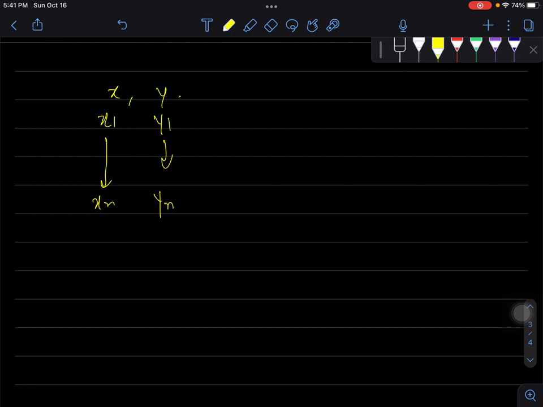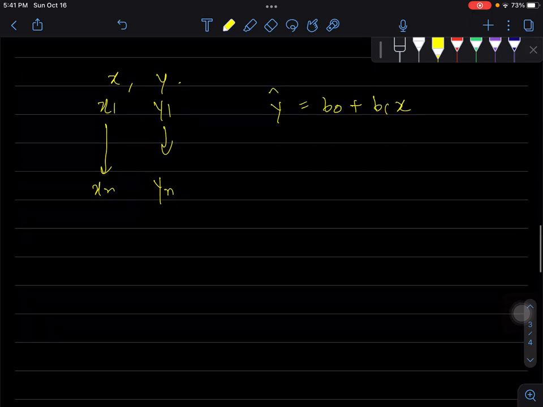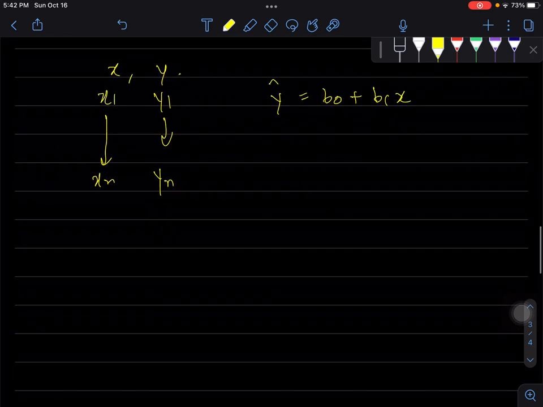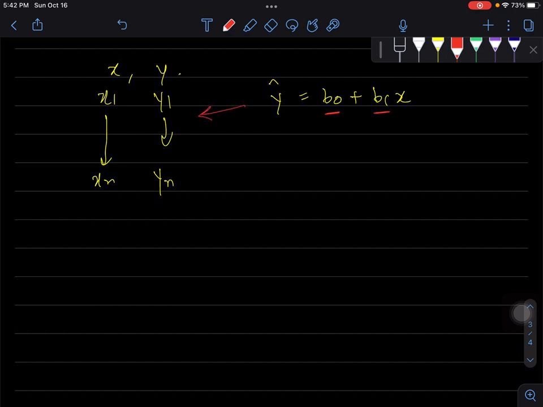From that, our next task is to use this sample data and to determine the values of b0 and b1. If you remember from the previous video, we had y is equal to b0 plus b1x. So y hat, sorry, because y hat is the estimated value of the sales. So y hat is equal to b0 plus b1x, and our job is to find the values of b0 and b1 using the data that we already have.